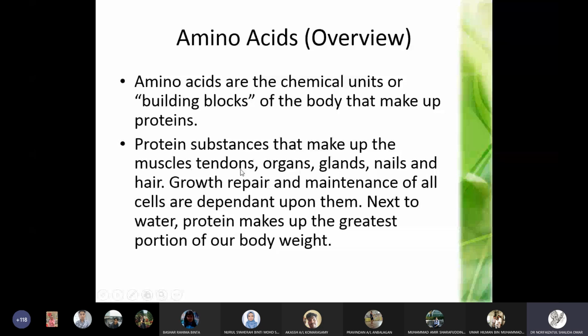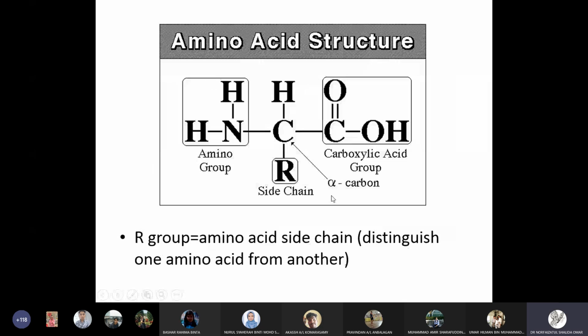Okay, so amino acids are the chemical units, the building blocks of the body that make up the protein. So this is the subunit of the protein. Okay, this is the definition. Okay, the amino acid structure. Like I mentioned just now, it contains the carboxyl group, the amino group, and the side chain, which differentiates between the 20 amino acids.